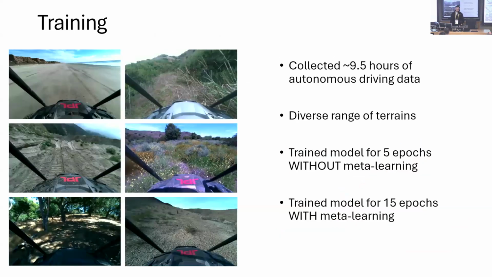So for training, we collected 9.5 hours of autonomous driving data through a diverse range of terrains. Up here you see vegetation and mud and steep slopes. We trained for 5 epochs without meta-learning, just to get a good initialization, and then we turned on the meta-learning and trained for 15 more epochs.